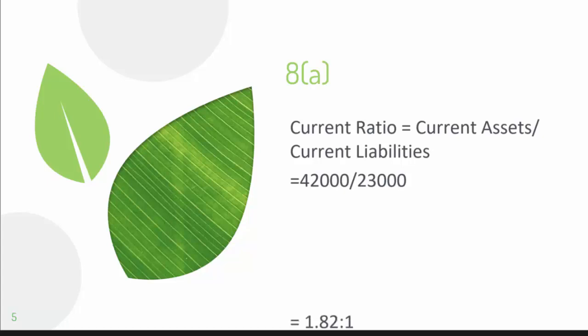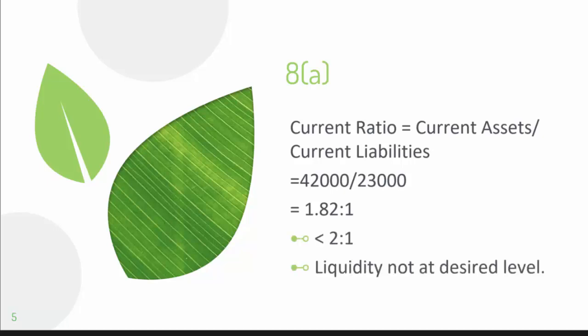But when you divide one into the other, you'll find that current assets outnumber current liabilities, a ratio of 1.82 to 1. Now, another thing that hopefully you've been told is that the desired level is 2 to 1, so that's where a business would feel comfortable in repaying its debt to be in that position. So in this instance, it's less than 2 to 1, which means the liquidity or the ability to repay debts in the short term is not its desired level, but still they would get by with that.